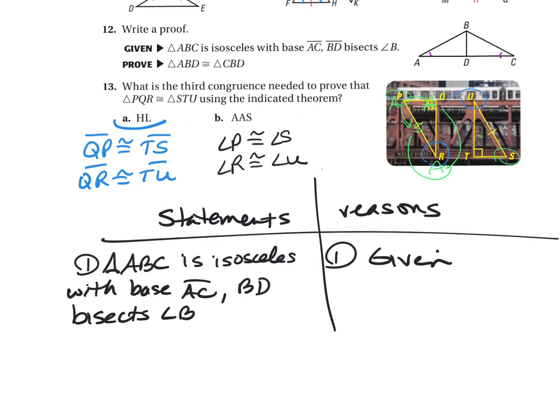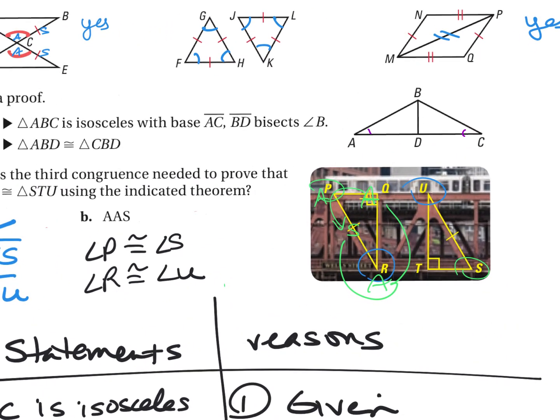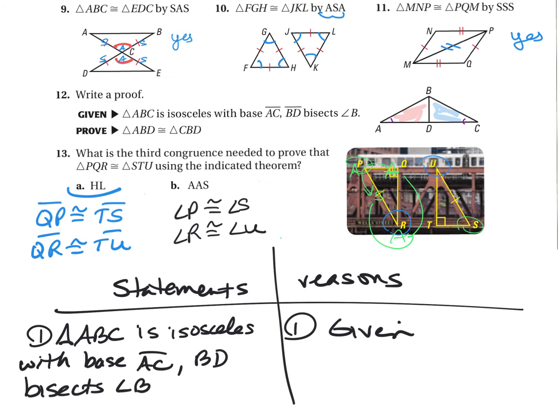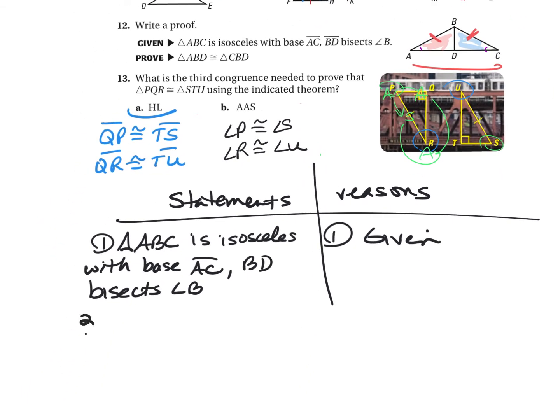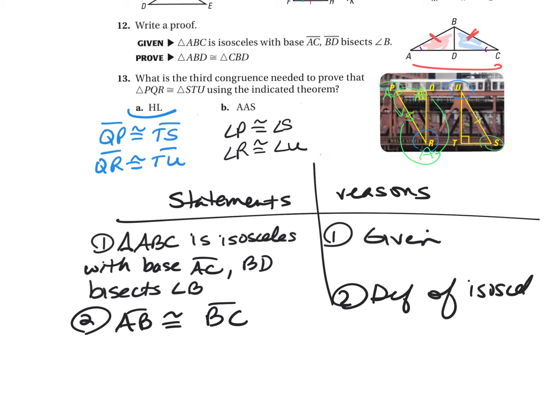So I need to be able to show that these two triangles, this one is congruent to this one. So the first thing I could do is use the fact that I have an isosceles triangle. And by definition of isosceles triangle, since AC was the base, this tells me that AB is going to be congruent to BC. So I could state that AB is congruent to BC, and this would be definition of an isosceles triangle.